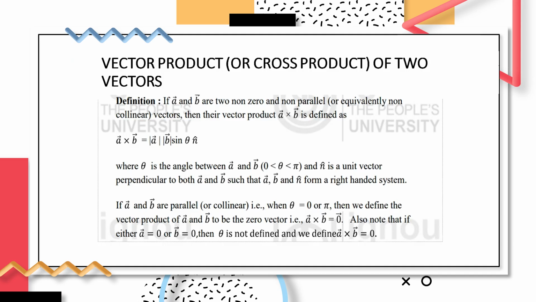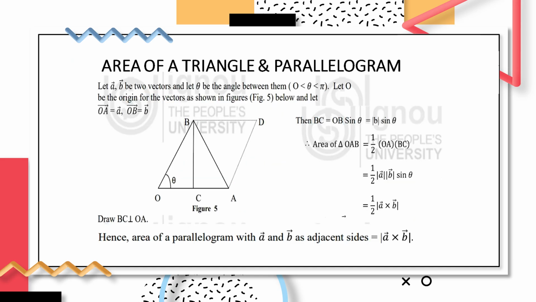And we learned how we can use the vector cross product to prove whether two vectors are parallel to each other or not. We also learned how the vector cross product can be used to determine the area of a triangle and the area of a parallelogram. This was also one of the practical applications of vectors.